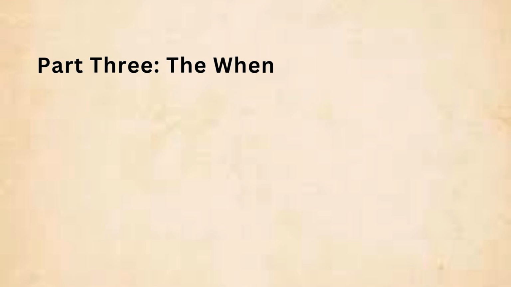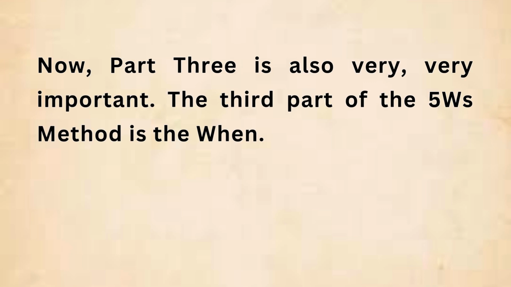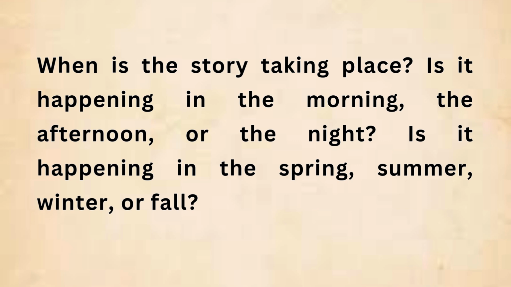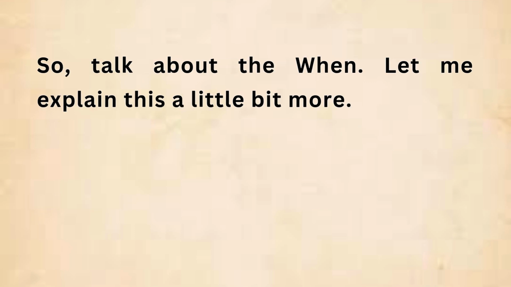Part 3. The when now. Part 3 is also very, very important. The third part of the 5 W's method is the when. According to this part of the method, thinking about when something actually happened will help you speak English more fluently. When is the story taking place? Is it happening in the morning, the afternoon, or the night? Is it happening in the spring, summer, winter, or fall? So, talk about the when.